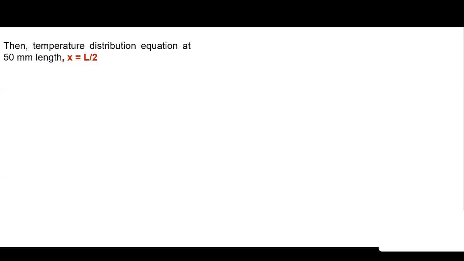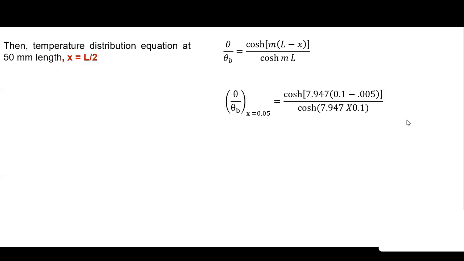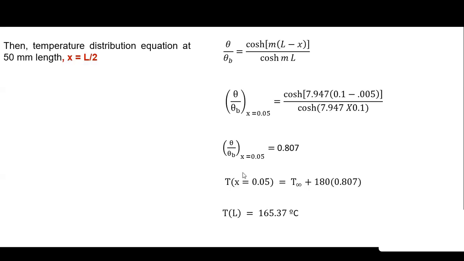Now we are interested in finding out the temperature at x equal to L by 2. So just put it, once again the same equation, x equal to L by 2, that is 0.05. I'm just writing down L minus 0.05 cos hyperbolic mL. So I'll get once again the value of theta upon theta b is equal to 0.807. Once again theta I can write in terms of temperature at x equal to 0.05 minus temperature infinity, and theta b is already known. So if you use these values, it will become 180 into 0.807 plus T infinity, and it is 165.37.